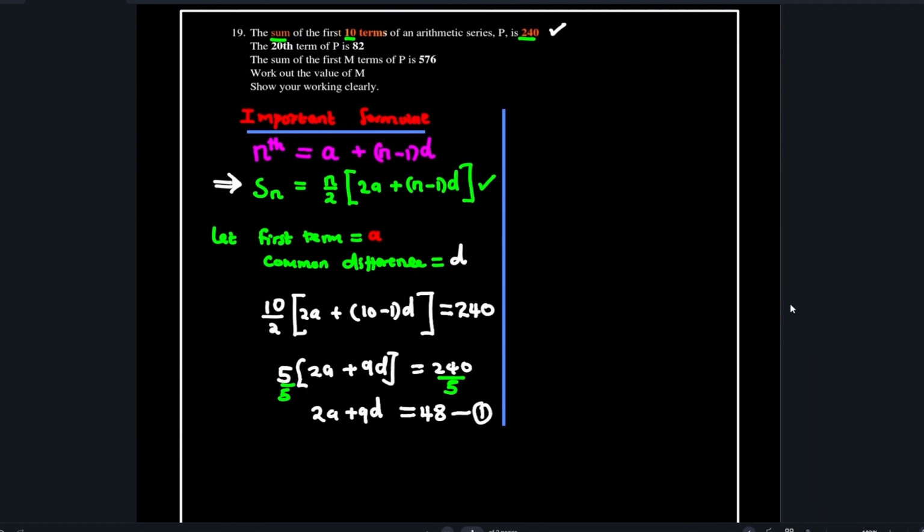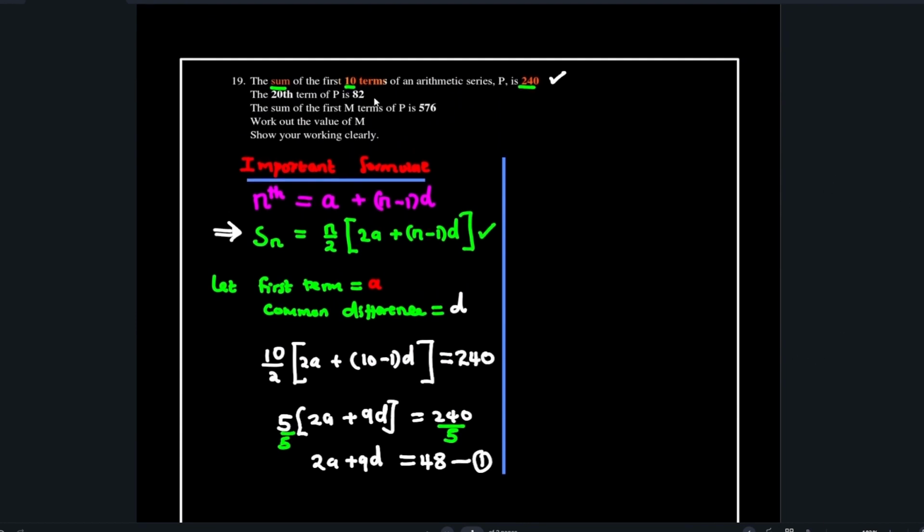We are going to form the second equation from this information provided here. The 20th term of P is 82. So we are going to use the first equation, the nth term. Let us find that nth term equals 82. In our case, n is going to be 20 because we're told the 20th term.